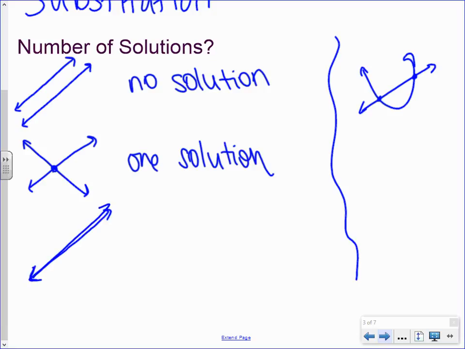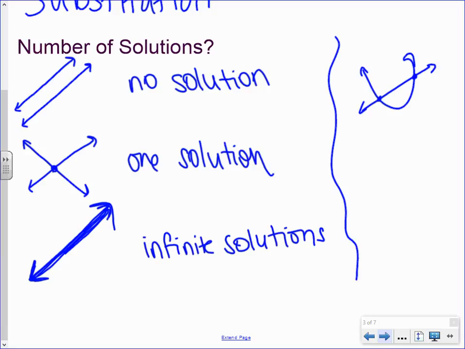Okay, if we have two lines that are the same, then we have infinite solutions. And that is when we get the case of 0 equals 0. If in your algebra everything cancels out and you have a true statement, 0 equals 0, 5 equals 5, that is when we would have infinite solutions. We have the same line.